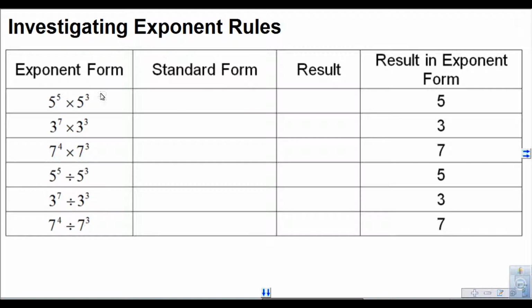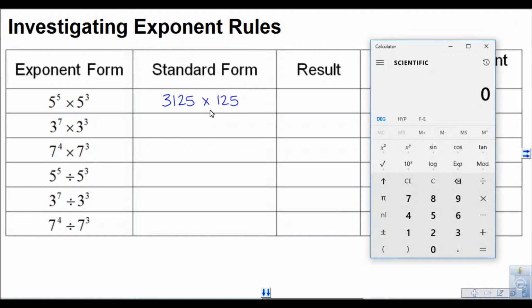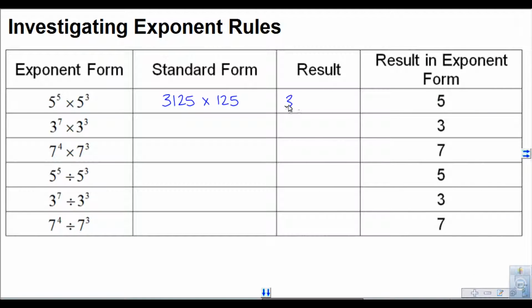So we're going to write 5 to the power of 5, so that's really 5 times 5 times 5 times 5 times 5. That's 3,125. So that's multiplying here by 5 to the power of 3, so that's 5 times 5 times 5, that's 125. So in this column here, we're going to just multiply that. So we're going to do 3,125 times 125. So that'll get us 390,625.